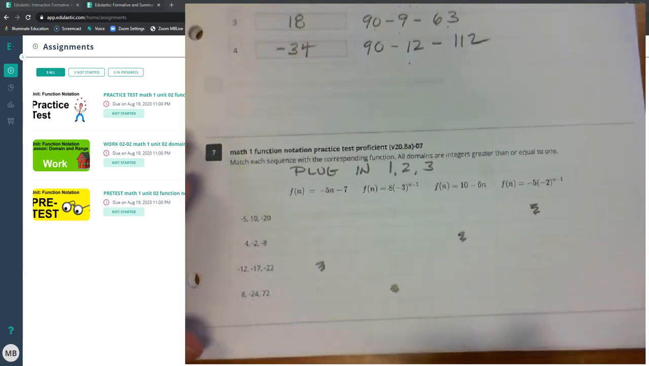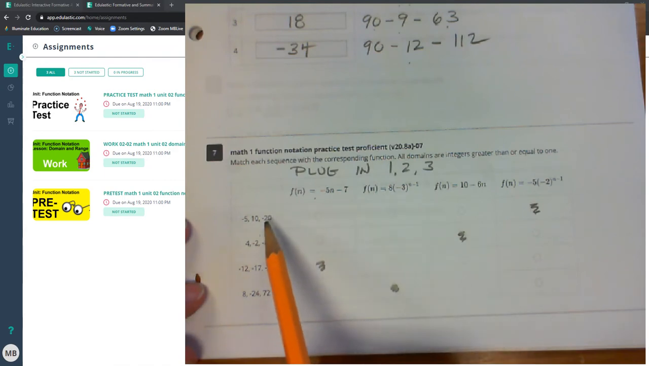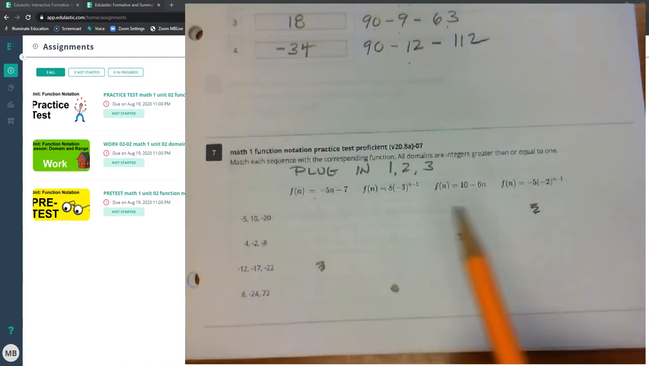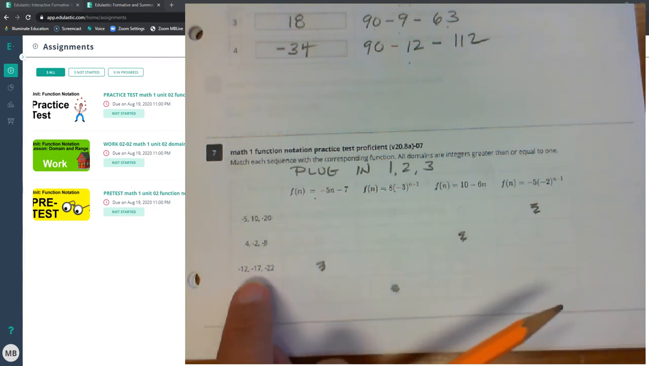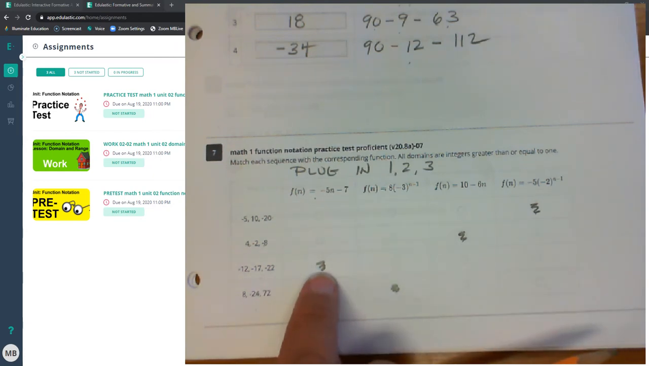So here I'm going to decide which function goes with which sequence. And here's how I did it. Actually, start with this guy. Plug in a 1. -5 times 1 is -5 minus 7 is -12. If I plug in a 1, out comes a -12. So that's why I selected this one.